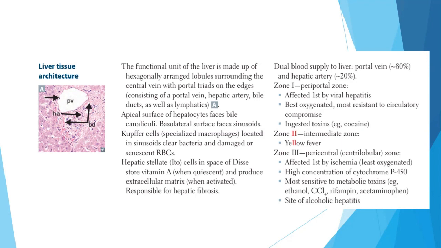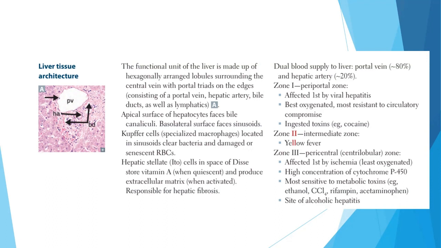Now, this is important. Instead of remembering where these zones are present, you need to remember what clinical significance these zones have. So zone 1, or the periportal zone, is affected first by viral hepatitis. It is best oxygenated and most resistant to circulatory compromise. So whenever there is hypovolemic shock, zone 1 will not be affected. And ingested toxins, for example cocaine, act most on zone 1.